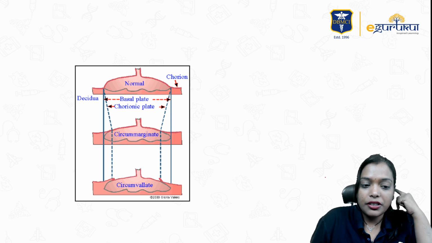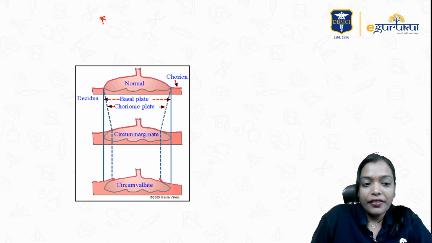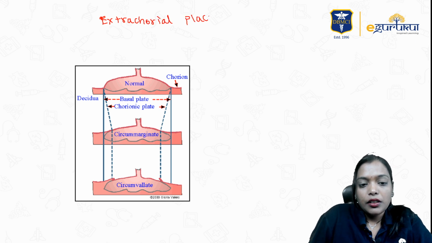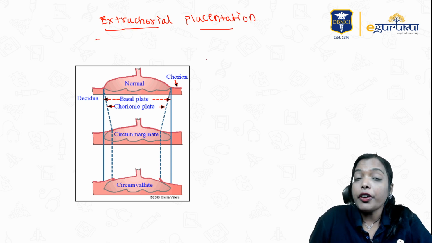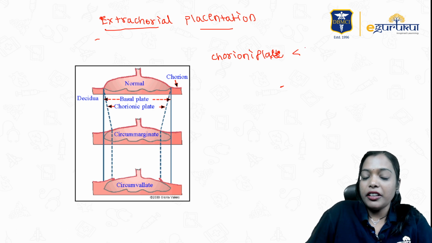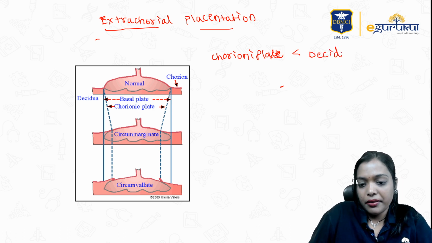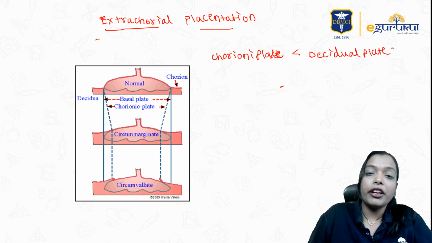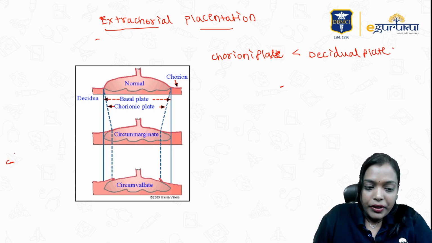So coming to the first image. The first abnormality is extrachorial placentation. In extrachorial placentation, the chorionic plate, that is the fetal plate, is smaller than the maternal plate, the decidual plate. See, the decidual plate is complete from here to here, but the chorionic plate is only from here to here.